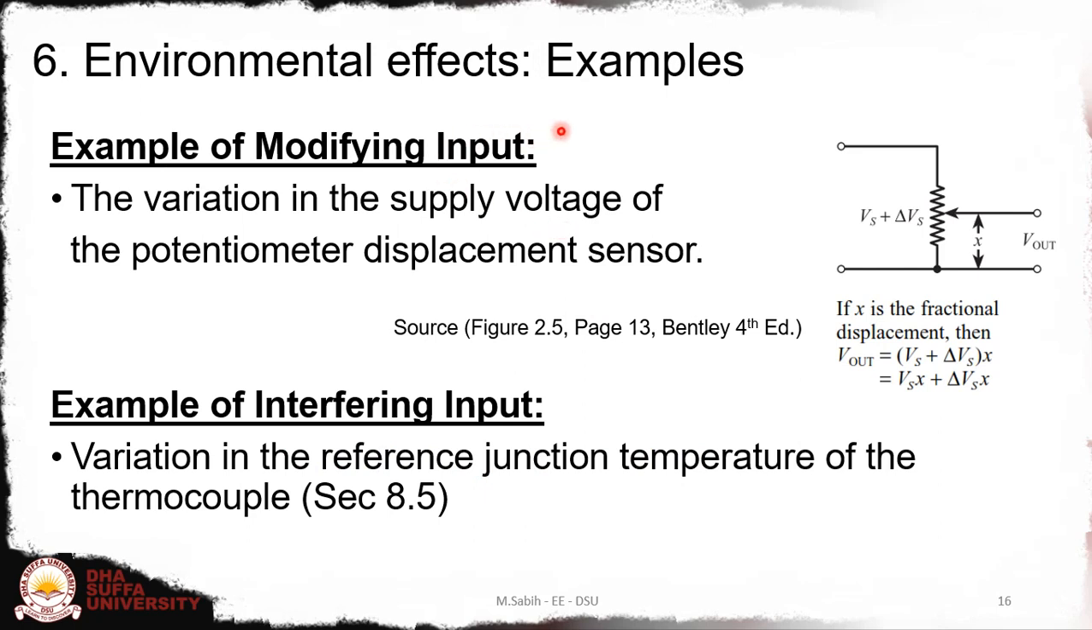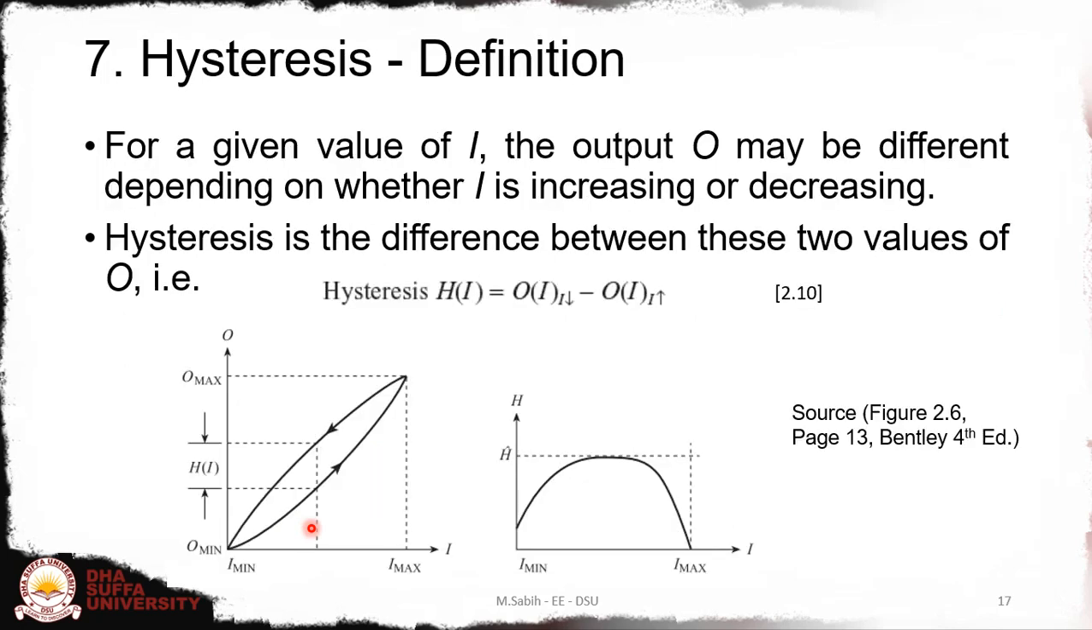An example of a modifying input is the variation in the supply voltage of the potentiometer displays. If the supply is varied, it will become Vs plus delta Vs. An example of an interfering input is the reference junction temperature, which we will cover for the thermocouple in the next few lectures. We will come back to these concepts and do some practical, real design problems.